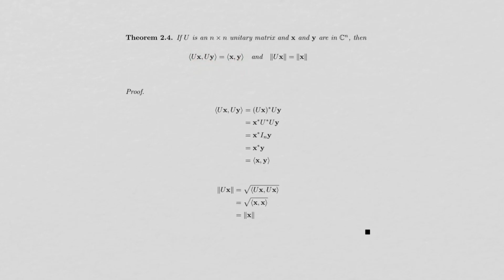If we think of the norm of a vector as measuring its length, this part tells us that the length of U times X is the same as the length of X. So multiplying a vector X by a unitary matrix does not change its length.